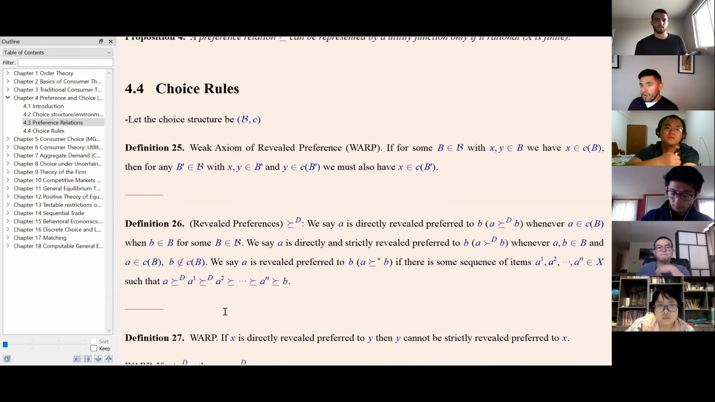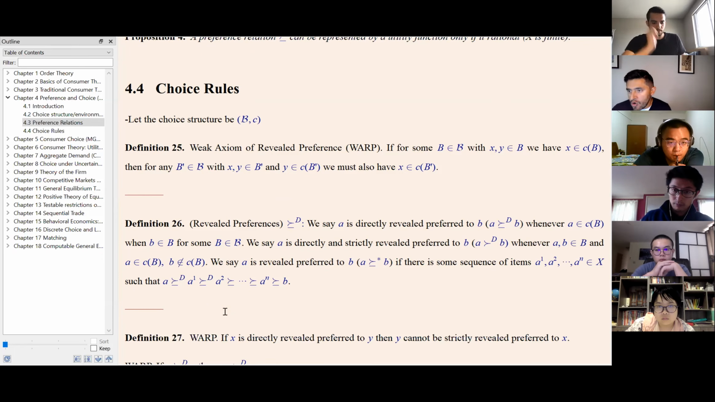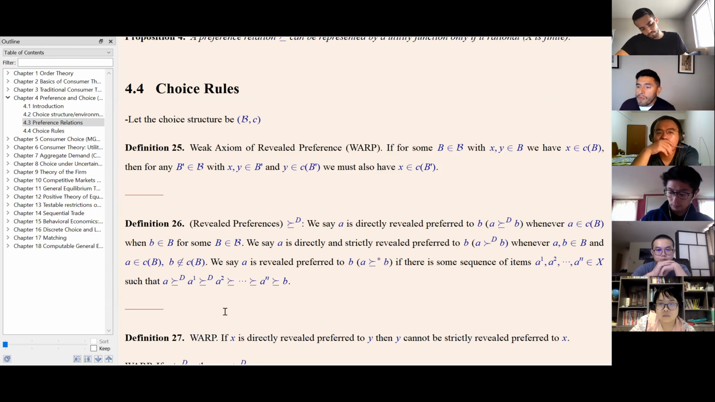Okay, so back to the weak axiom. But this time, we're going to present the weak axiom of revealed preference in the most general way possible. So this one covers any possible data structure that you can imagine. It covers budget sets, it covers menus from experiments like lotteries, it can cover, you know, anything really, okay? And now I'm going to tell you the version of the weak axiom for this general setup.